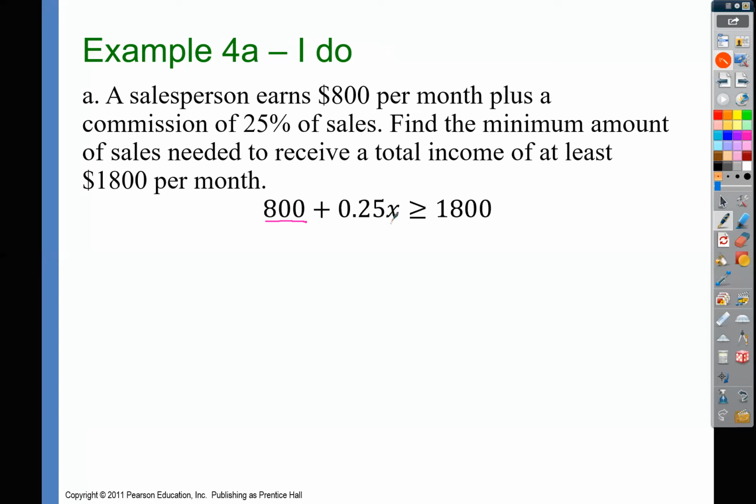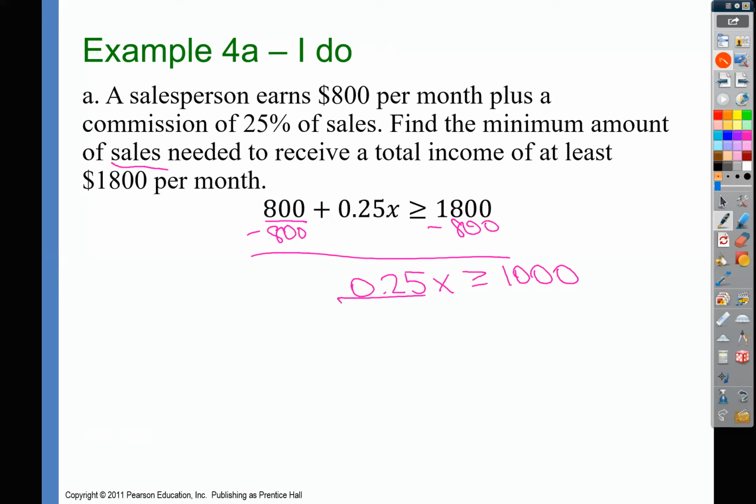So we don't know the sales. The whole question is: find the minimum amount of sales needed to receive a total income of at least $1,800 a month. So $1,800 at least. So she could earn more than that, but she needs to at least earn that. So how do we solve this? We're going to subtract 800 from both sides. And I get 0.25x is greater than or equal to 1,000.